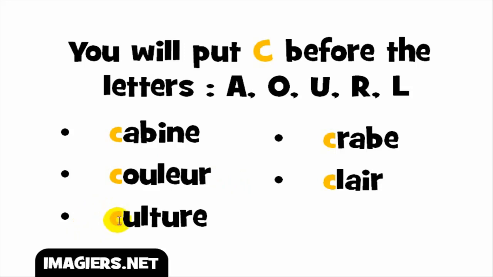Third example, you get the sound U, okay, so if you combine it with the C, it will give you Q, okay, and the full word goes like culture, culture, all right. Now if we combine it with R, so C plus R gives you kr, okay. So now you will get the sound crabe, crabe, okay. C-R-A, cra, crabe, all right. And the last example, C, L will give you cl, okay, clair, clair.